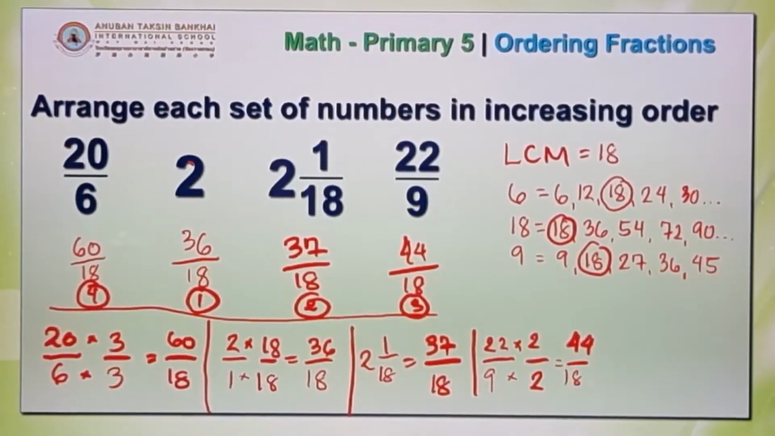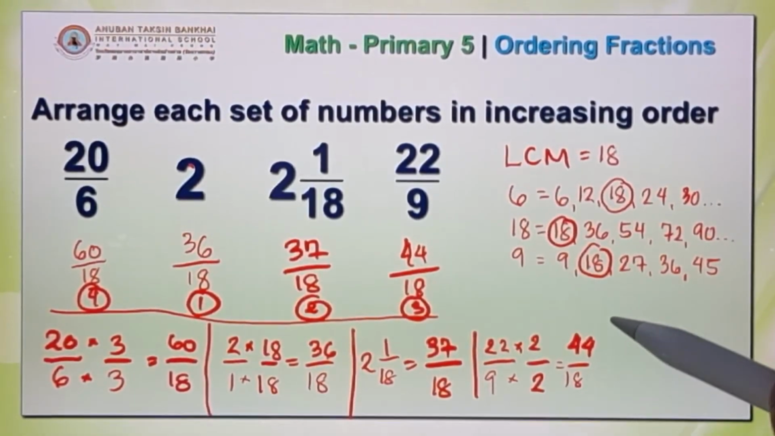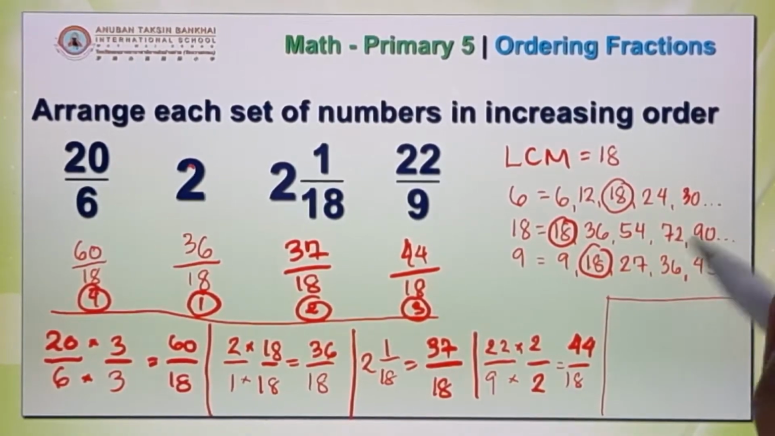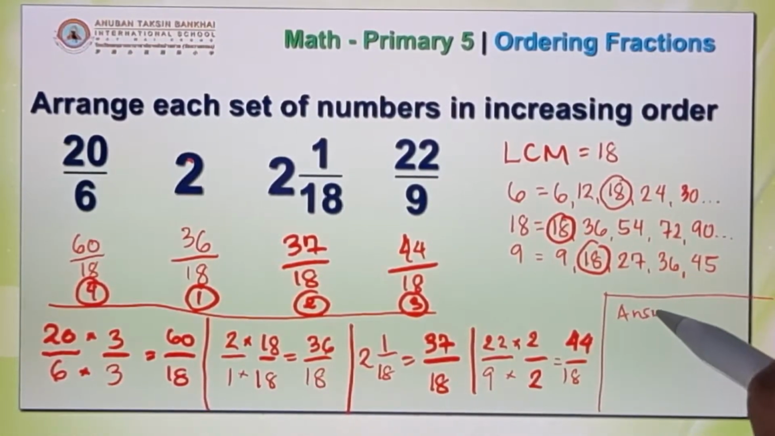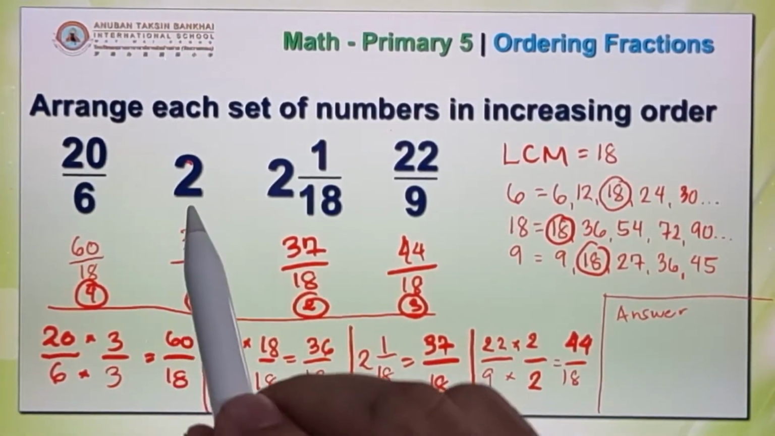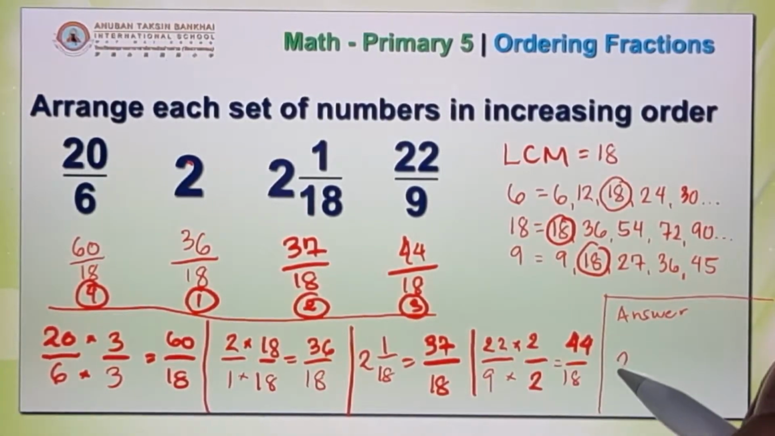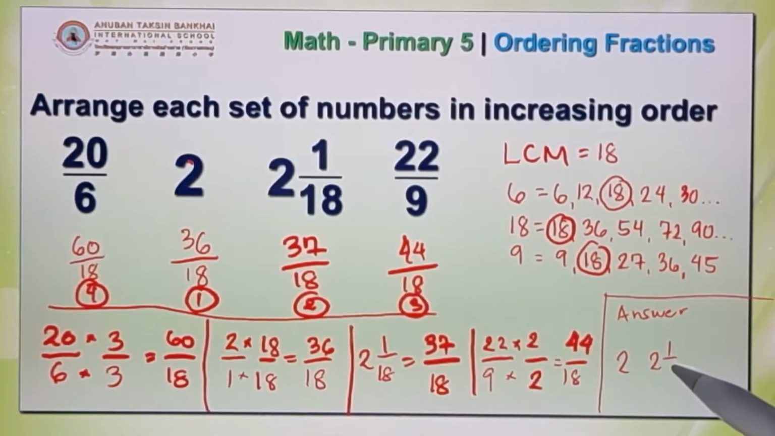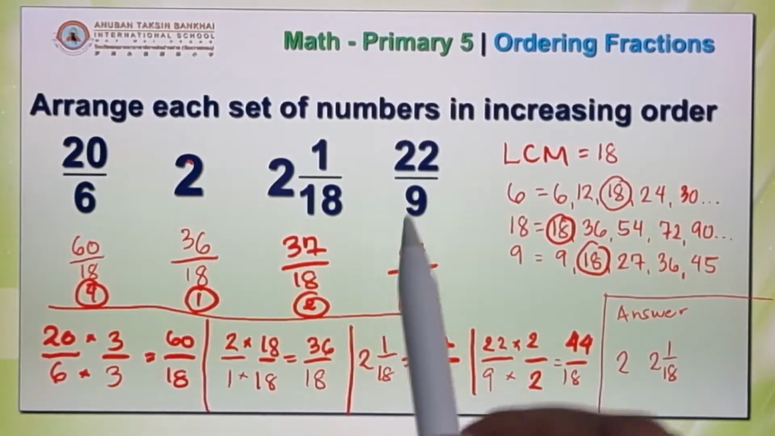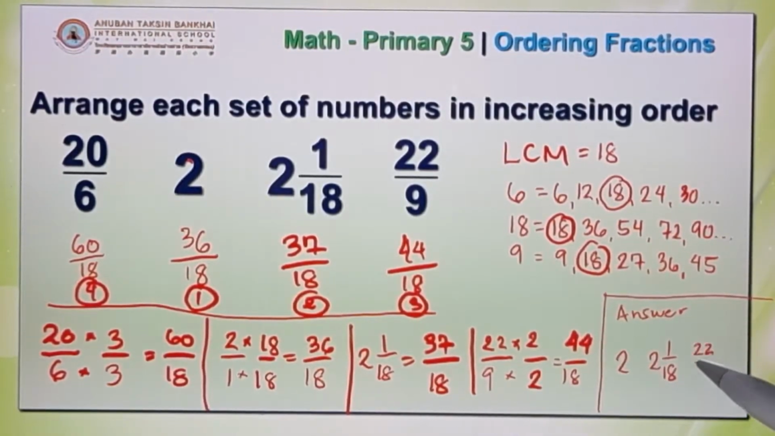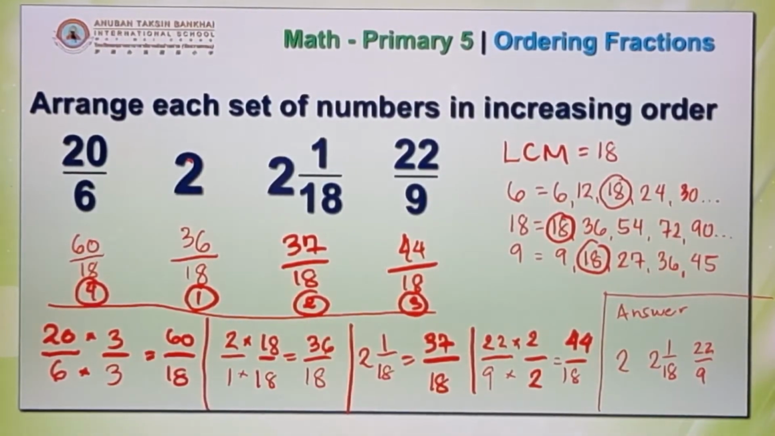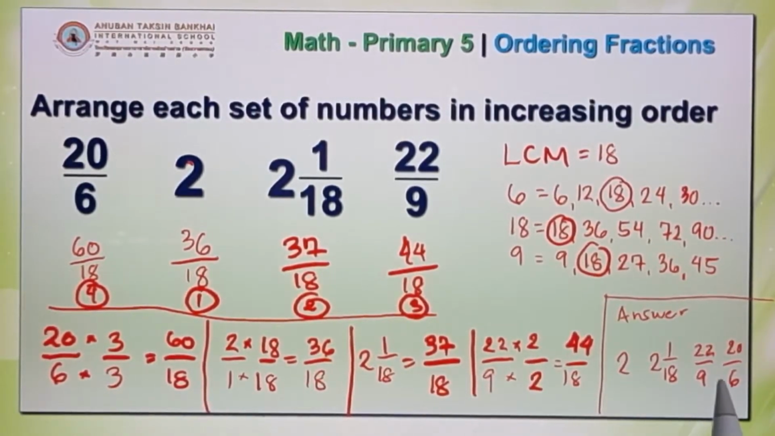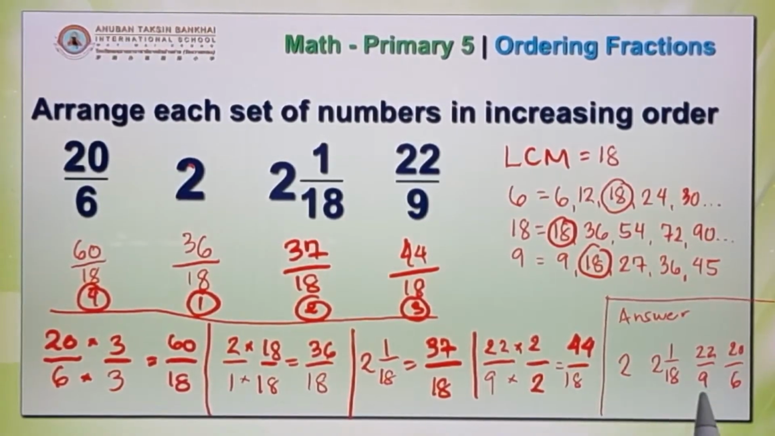Okay. We don't have space, so we'll just write it. Let's try to make a very small space here. Okay, so our answer will be, of course, the first one. We have 2. Next, we have 2 and 1 over 18. Next, we have 22 over 9. And the last one, we have 20 over 6. So this is the answer.